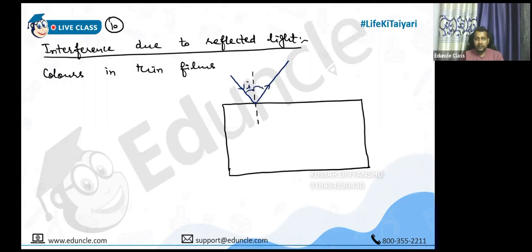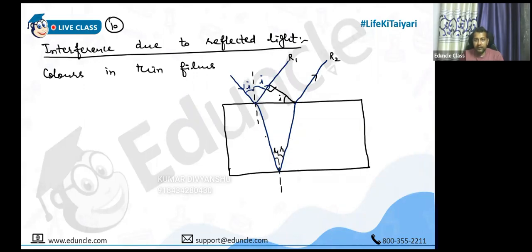This is I, then this is also I. And then this undergoes refraction. It comes here, then undergoes PIR, then goes out, and these two interfere. And then there is a perpendicular from here. Okay, this is reflected ray 1, this is reflected ray 2. So this angle will also be I, and these both angles are R. Okay, so this is the thickness t, this is mu, this is air.